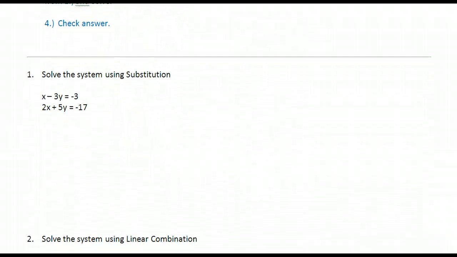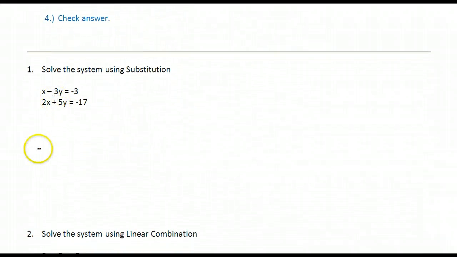Let's use substitution to solve problem number 1. So step 1, solve one equation for one variable. We have 4 choices: x, y, x, y. We don't have to necessarily pick any of them, but we should pick the easiest variable to solve for. In this example, this first x is the easiest variable to solve for because its coefficient is 1.